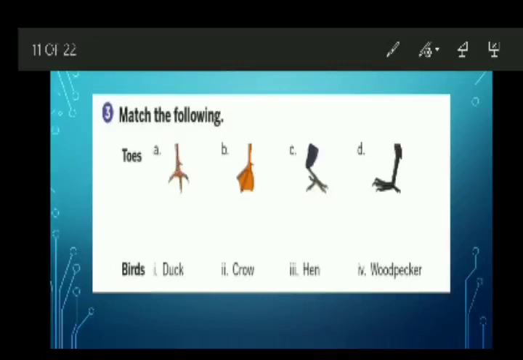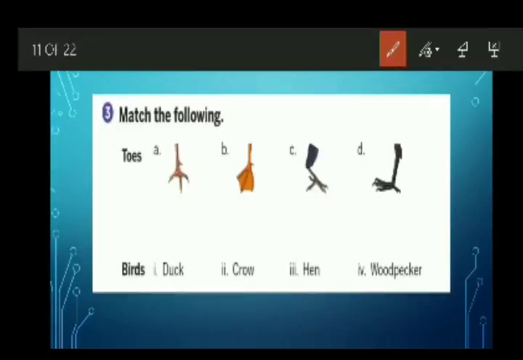Here, in this picture, you can see that toes are given to us. 4 toes of different birds are given there, and below that they have written the names of the birds. Now for this particular lesson we are going to match the following by using the line.